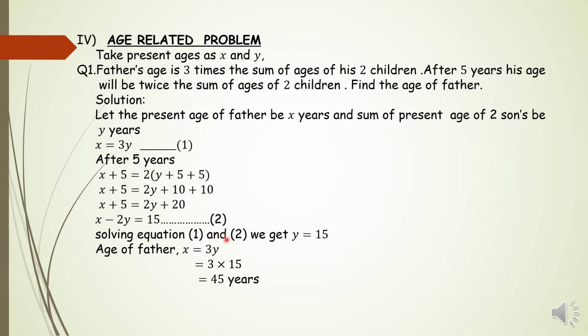Then solve equation number 1 and 2 by any of the methods you can use. Solving equation number 1 and 2, we get Y is equal to 15. Therefore, if we are getting Y is equal to 15, what will be the age of father? We have taken X is equal to 3Y. So, X is equal to 3 into 15, that is equal to 45 years. Therefore, we can conclude that the age of father is 45 years.